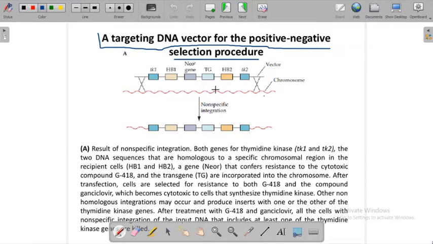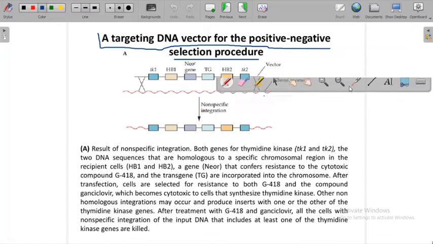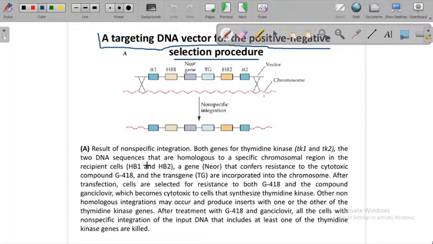For that we need to select a vector molecule according to our selective procedures. Suppose there is a vector with different genes; the arrangement of the genes is very important. First of all, we should know that thymidine kinase is a kind of enzyme which we have isolated from the herpes virus. So thymidine kinase 1 and thymidine kinase 2, these are the thymidine kinase genes we are using.